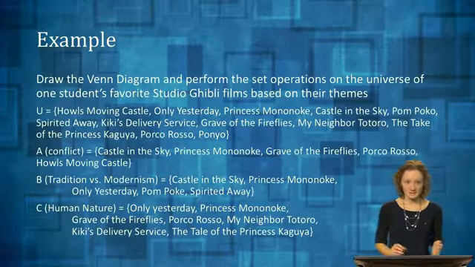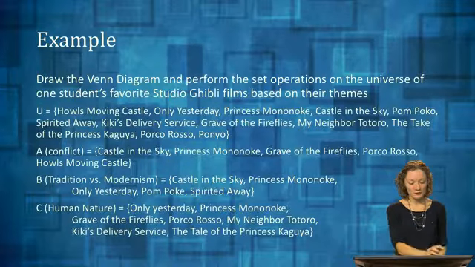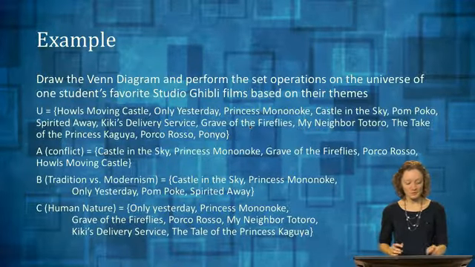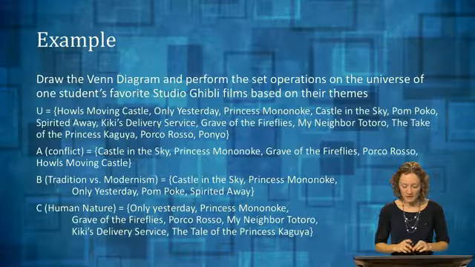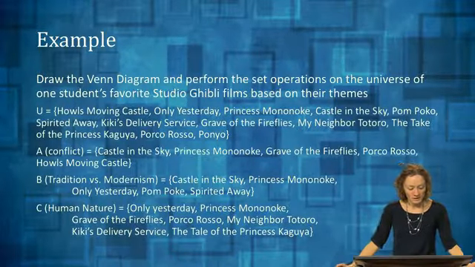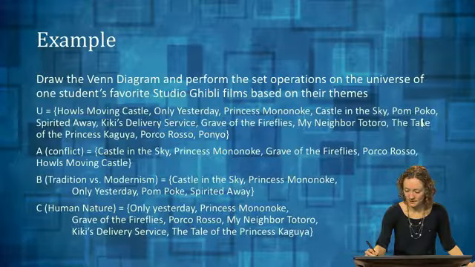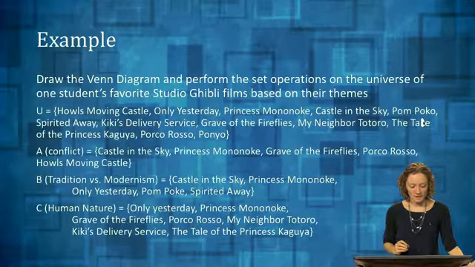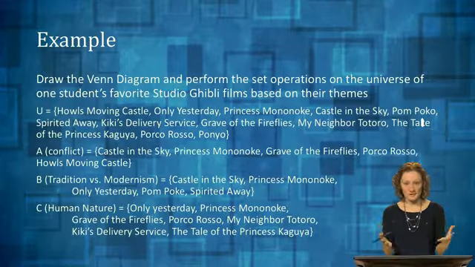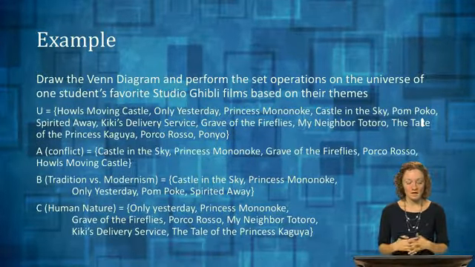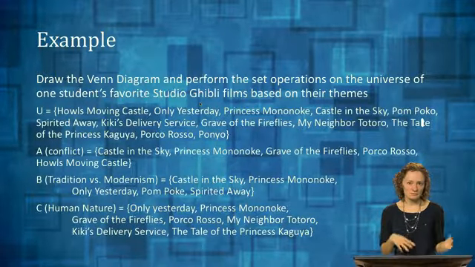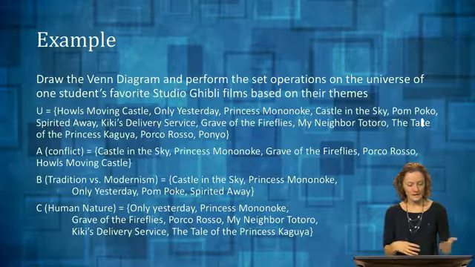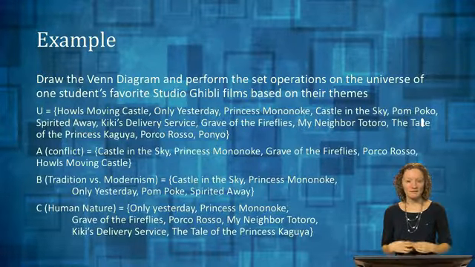So this is all of our data on this slide. We're not actually going to fill anything in here. The universe contains all of these different movies: Howl's Moving Castle, Only Yesterday, Princess Mononoke, Castle in the Sky, Pompoko, Spirited Away, Kiki's Delivery Service, Grave of the Fireflies, My Neighbor Totoro, The Tale of the Princess Kaguya, Porco Rosso, and Ponyo. So this universe contains all Studio Ghibli films, the kind of Disney studio in Japan. And then we have 3 sets based on the movie's themes.